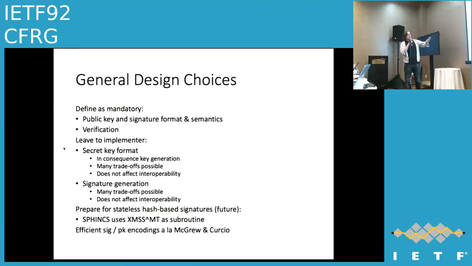One of the advantages is that this prepares for recent stateless hash-based signatures. One of the efficient stateless schemes actually uses this multi-tree version as a subroutine. And I will not talk about signature and public key encodings because we follow the approach that McGrew and Curcio take.